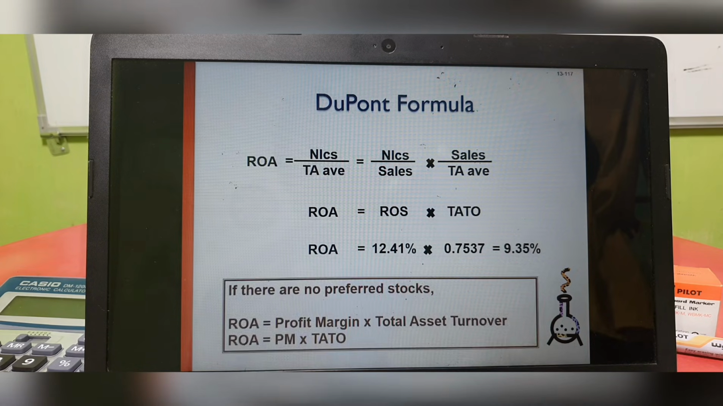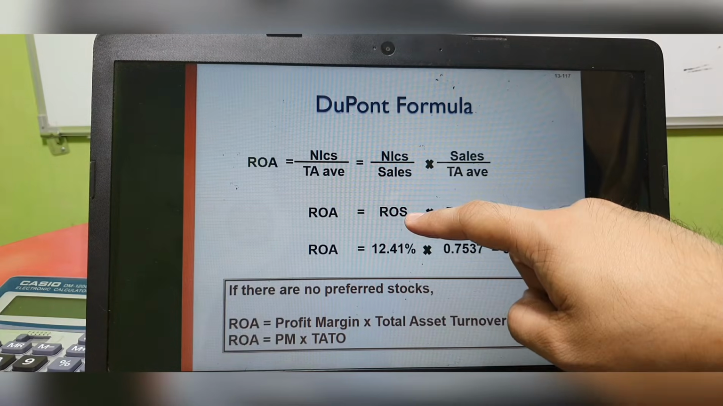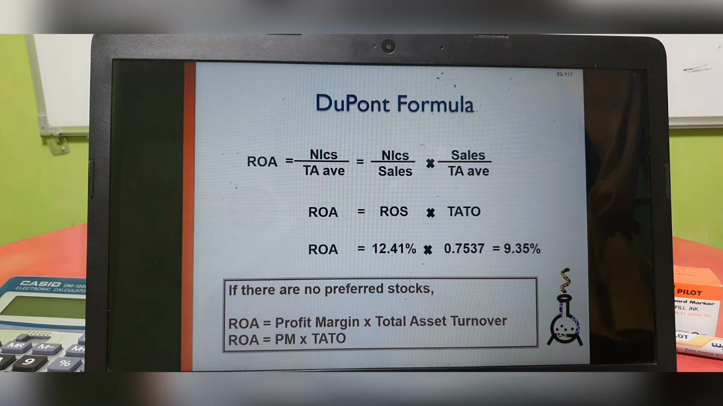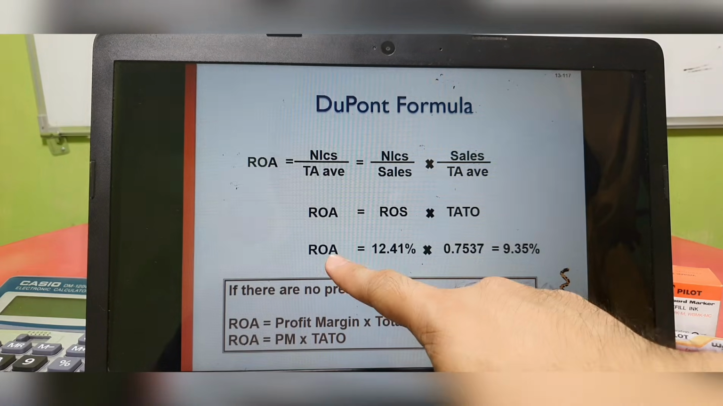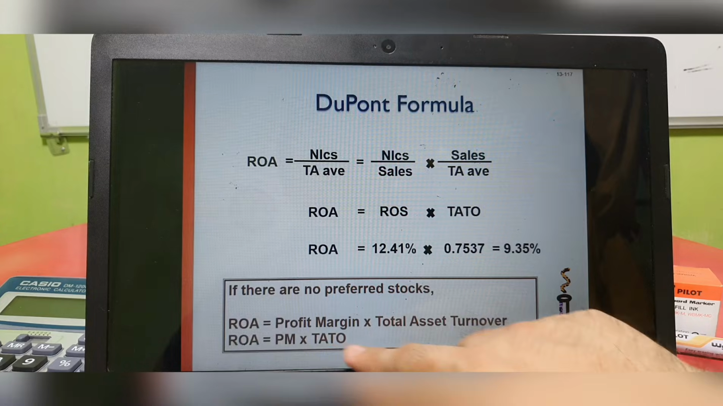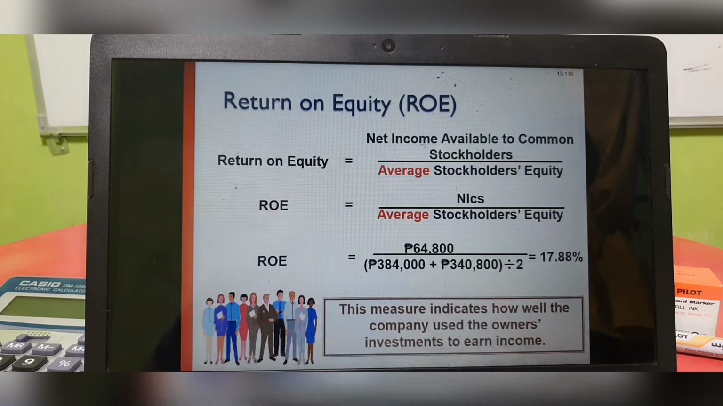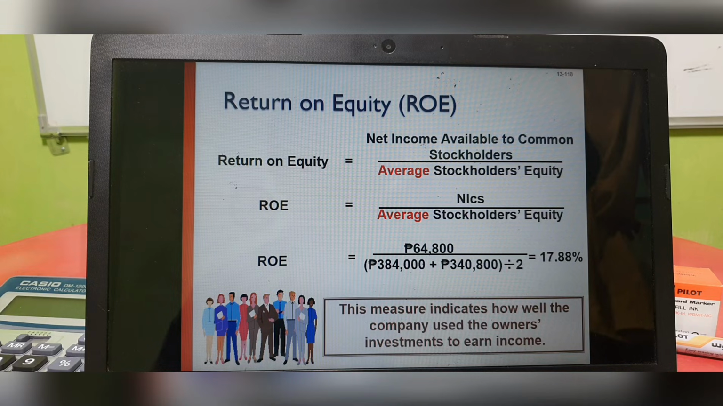Okay? Again, kung walang preferred stocks tayo, ang ROS could be replaced by profit margin. Kaya yung ibang libro, profit margin ang gamit instead of ROS. So, ang ROA natin is PM times TATO. Sabi ng DuPont formula. Okay? Next return is ROE, return on equity. So, return, NICS pa rin. Ang denominator natin ay average na stockholders' equity.